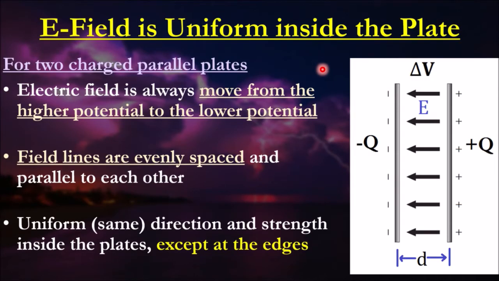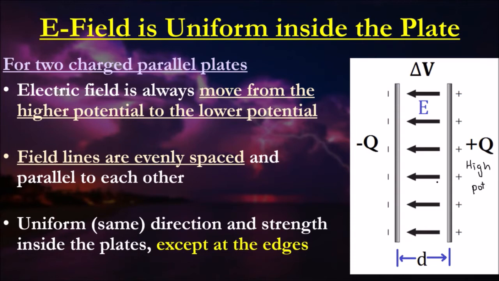Okay, so now we're looking into what we call a uniform electric field, that is the charged plates. Over here, where it's positive, we call this the location of a higher potential. So where the positive part of the plate is, we say it's high potential.